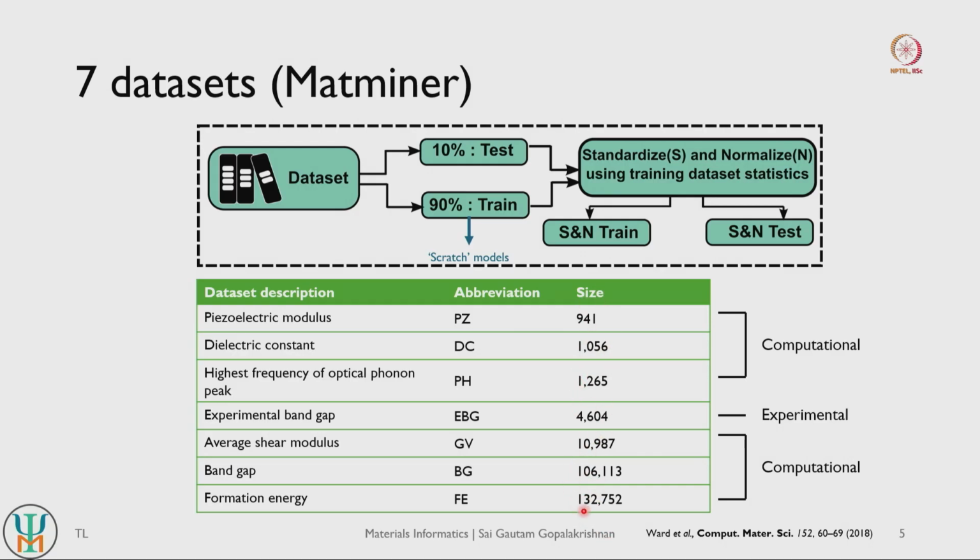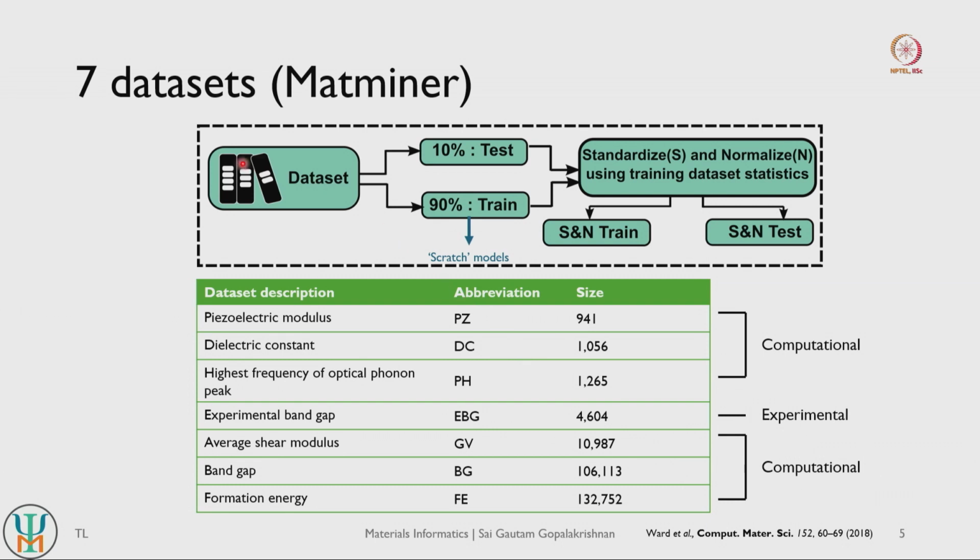So for example, band gap and formation energies are some of the largest data sets that you will find. So here you have more than about 1 lakh structures for which you know computationally what the band gap is and also computationally what the formation energy is. But then you also see data sets that are fairly small in nature, data sets that are barely about 1000 data points to about 10,000 data points here. And the data set also has a mixture of computational and experimentally estimated values. So experimental band gap is an experimental data set, the remaining 6 data sets are all computational in nature.